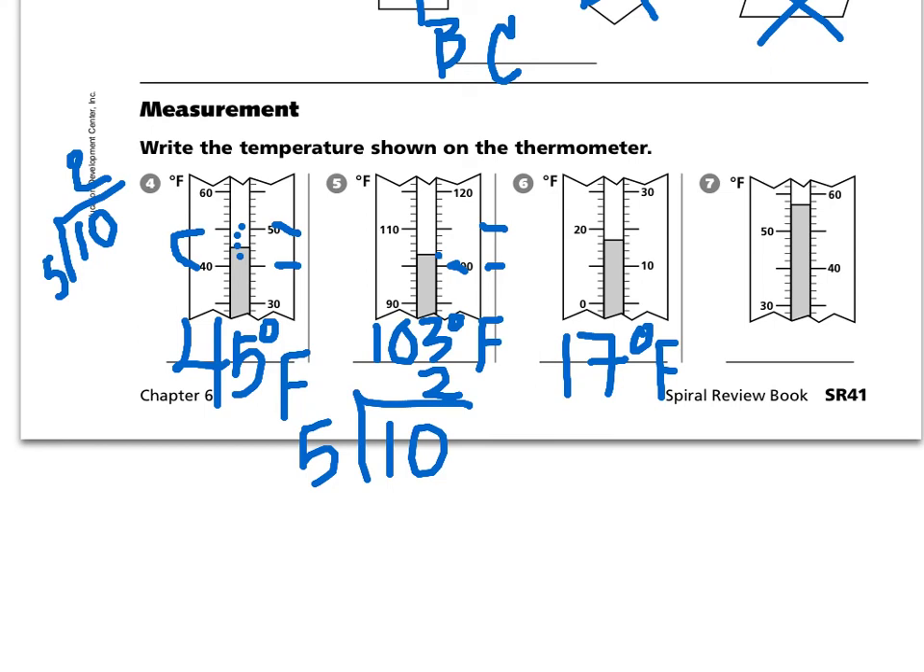I know that number 7 is between 50 and 60. I know that it's counting up by 2s. So I start at 50, 52, 54, 56, and it's not quite to 58 yet. So it's between 56 and 58, and I know that that's 57 degrees Fahrenheit.